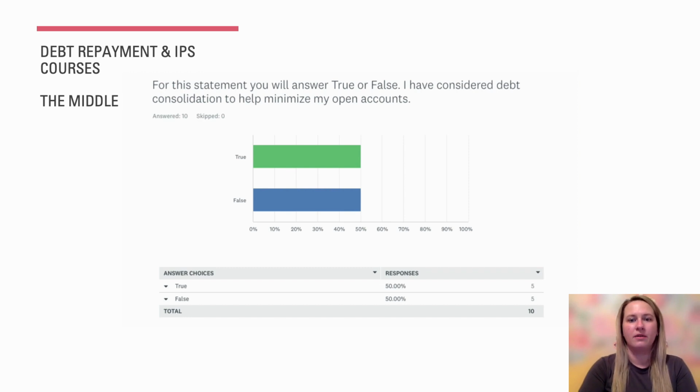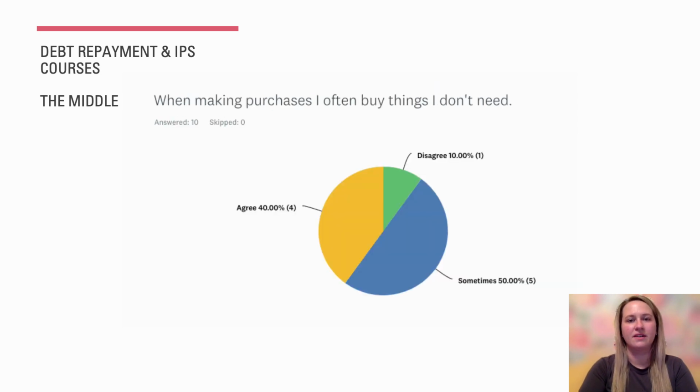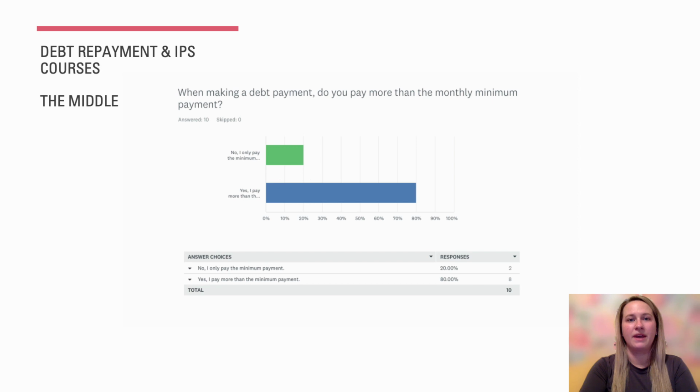When asked about purchases, it looks like 50% of purchases made by my participants are considered unneeded purchases. This is not a great way to remedy your debt. When making payments on credit cards, do you pay more than the minimum payment? 80% say that they make higher than the minimum payment on a monthly basis.